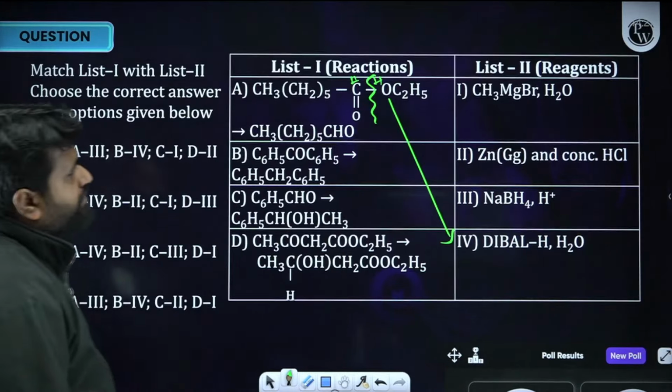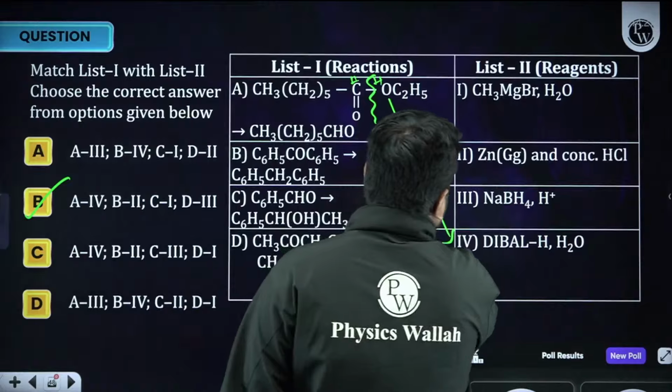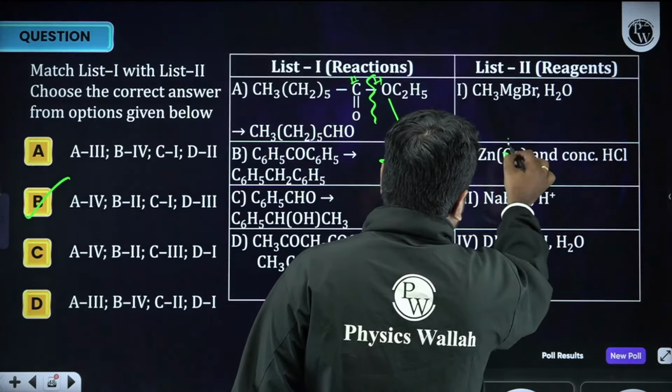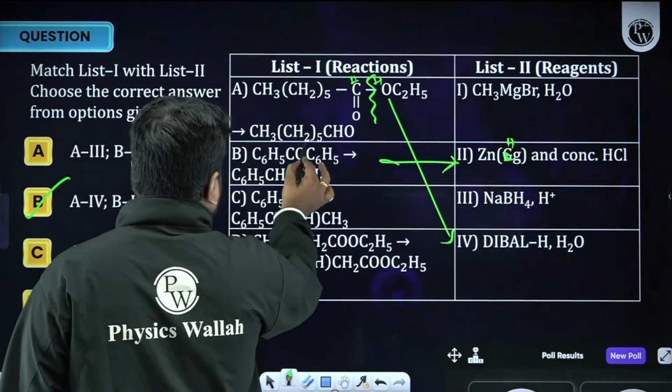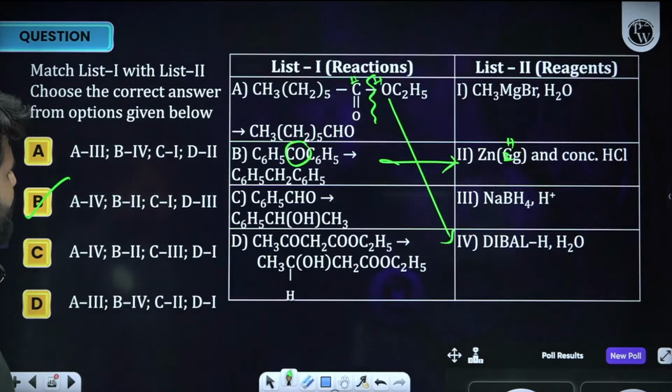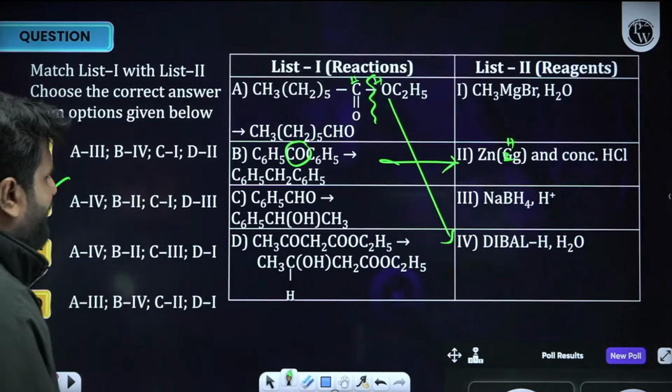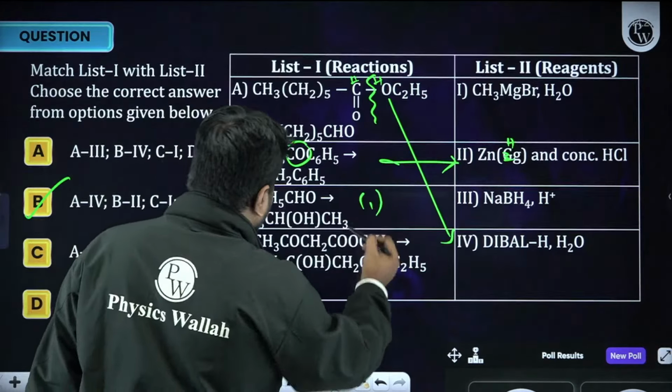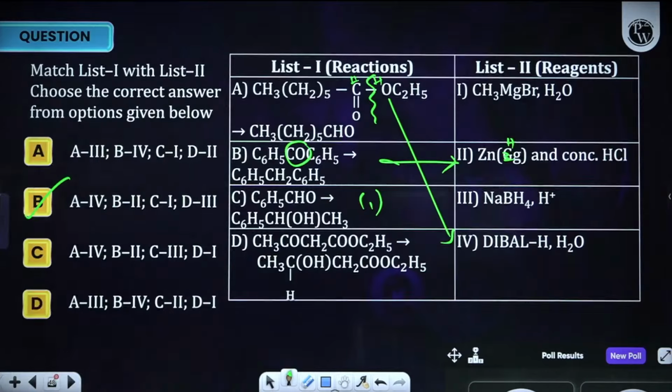We will be using zinc amalgam and concentrated HCl. So remove the CO; instead of that, we need to add CH2. Then for C, it is 1. So option B is the right answer.